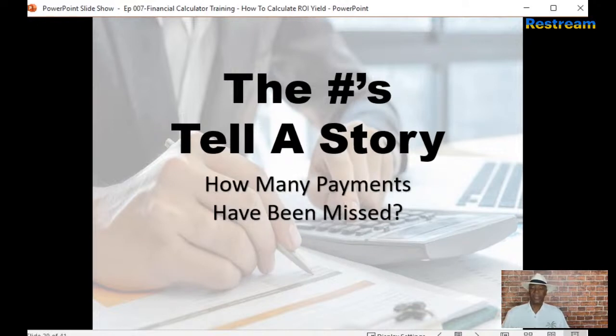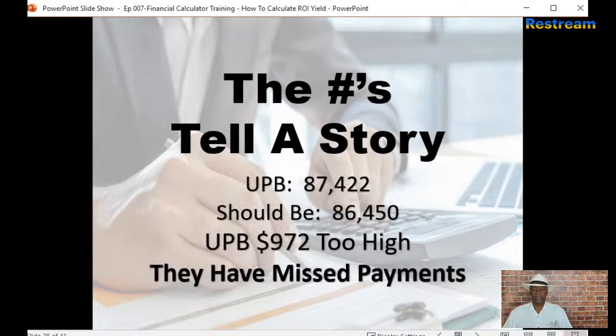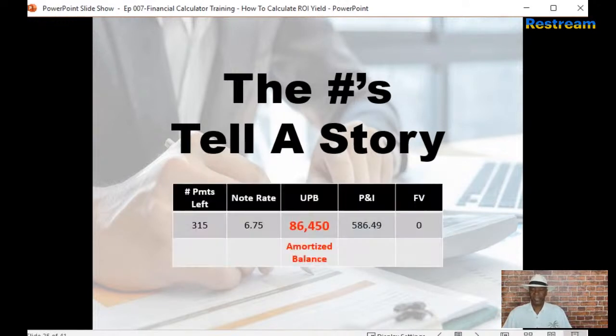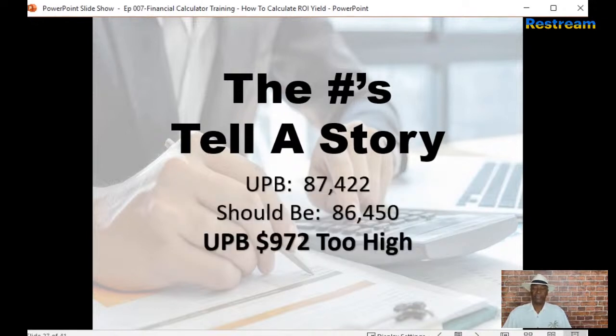So the question is, how many payments did they miss? Now, you may be thinking, well, they probably missed 2 payments because you remember their payment was $586. They are $900 short, so you're thinking they missed 2 payments. But that's not the way this stuff works, guys. Not at all. If you do that, you're going to cheat yourself out of money if you're the lender.